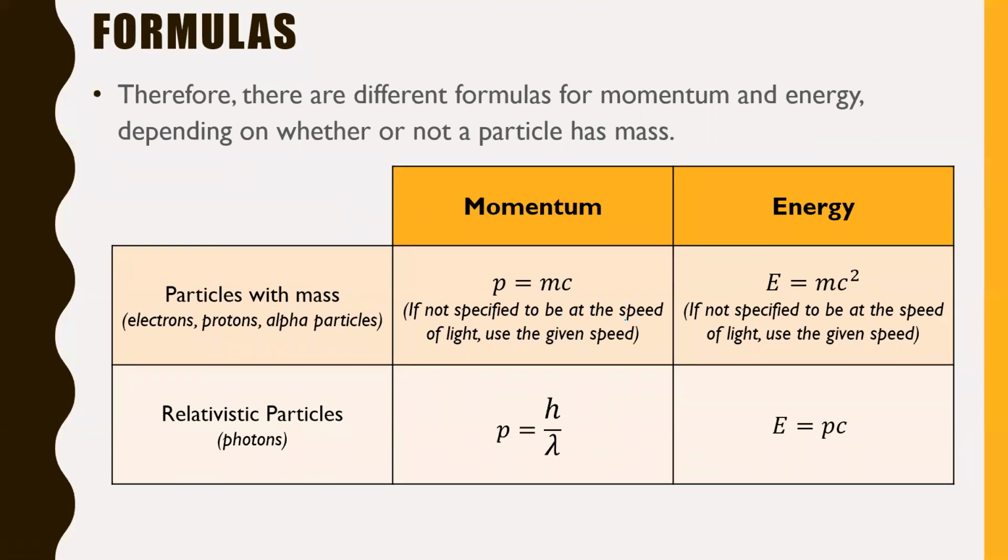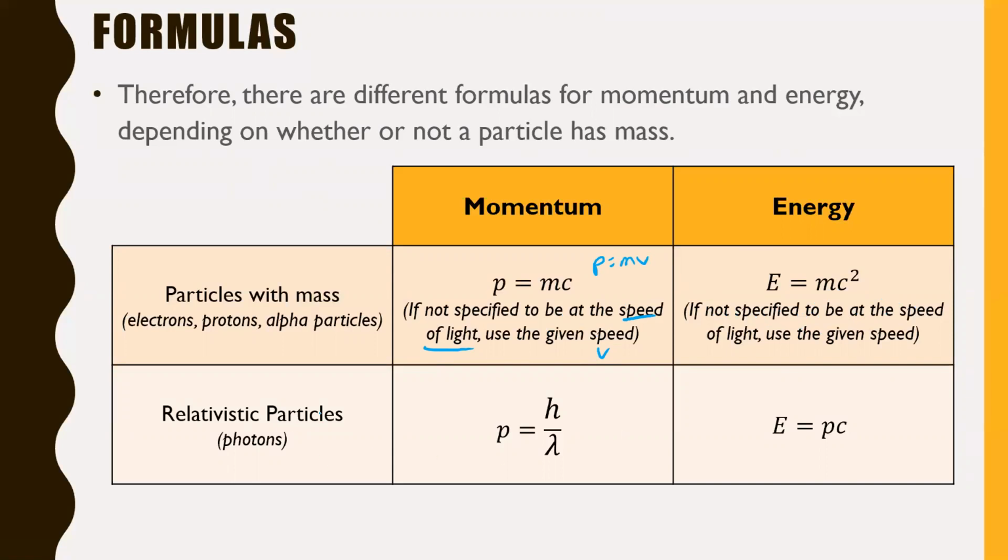Now, if it's not specified to be moving at the speed of light, you're just going to use the given speed instead, because momentum is a mass times a speed. That's not a big surprise. As for energy, if not specified to be the speed of light, use the given speed as well. It's E equals mc squared. That's the energy of a particle with mass going at the speed of light.